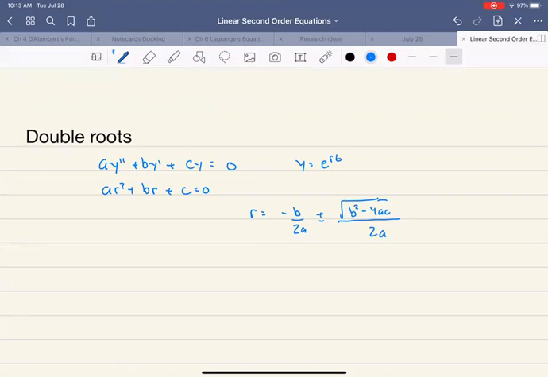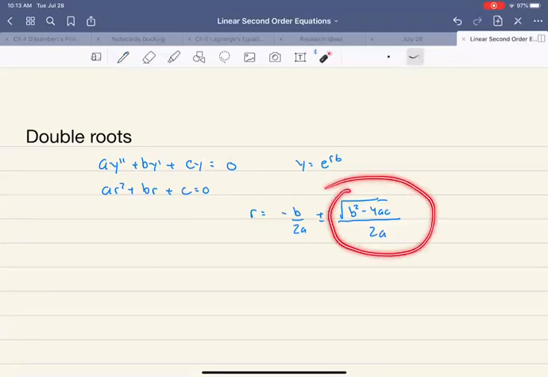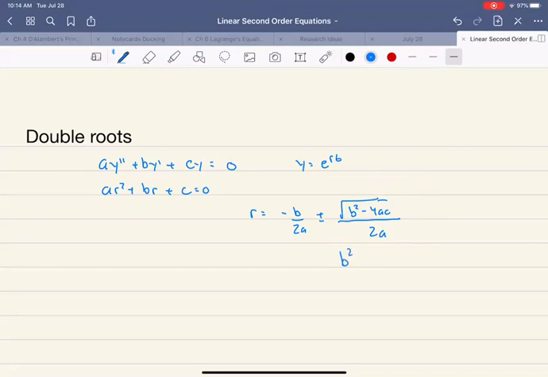Now, first thing we're going to ask, well, what happens if we have a double root? So in a double root, that means that this term is 0, right? b squared minus 4ac, this is a double root situation. Okay, so if that happens, give me just a second.